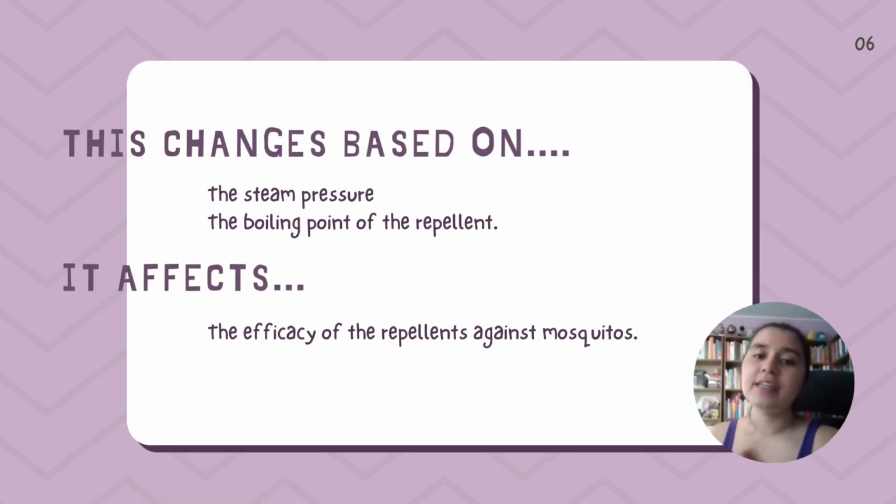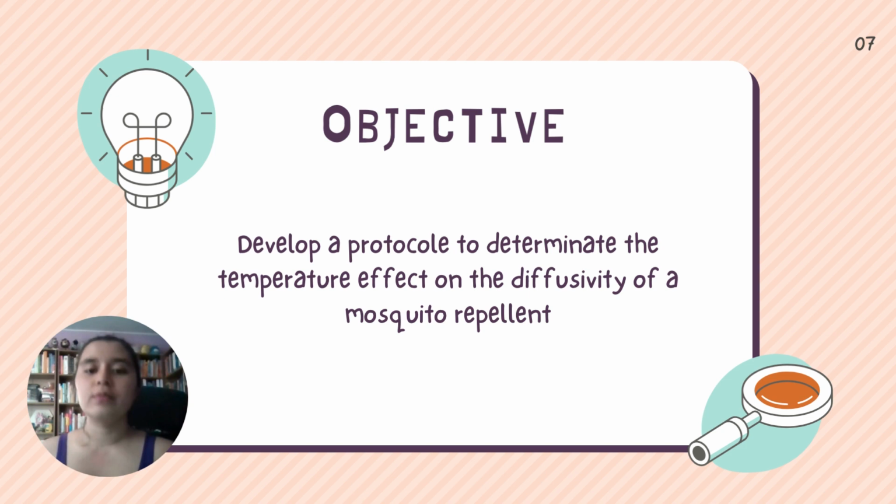This property can change based on the vapor pressure and the boiling point of the repellent, and as said, it affects the efficacy of the repellent against mosquitoes. That's why the objective of this practice is to develop a protocol to determine the temperature effect on the diffusivity of a mosquito repellent.